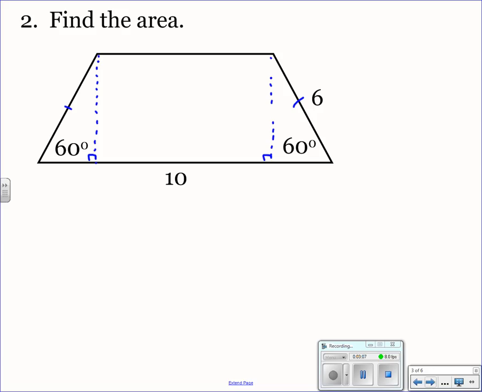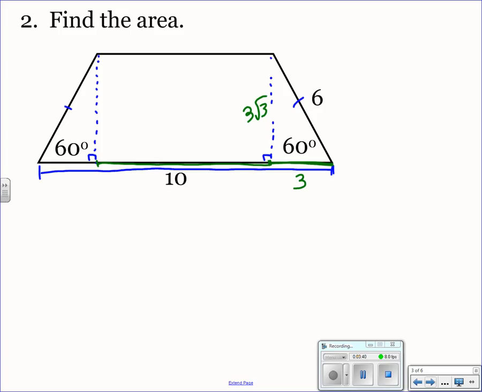So this whole length is 10. If I find the shorter leg of both those triangles, then we can subtract that from 10 to get that length. Okay, so the hypotenuse of our 30, 60, 90 triangle is 6. So therefore, the shorter leg is going to be 3, half the hypotenuse, and the height is going to be 3√3.